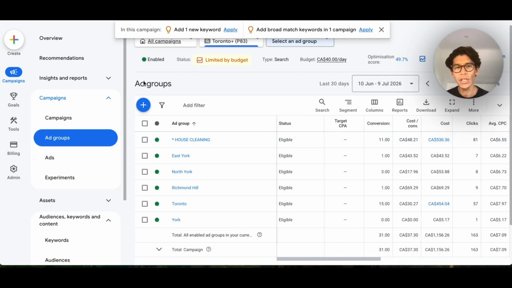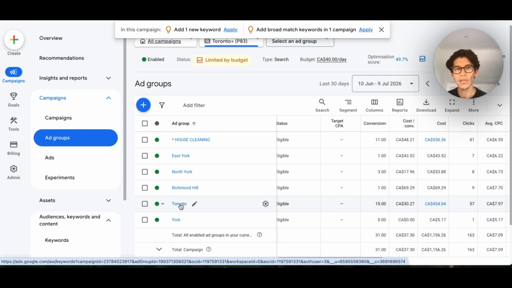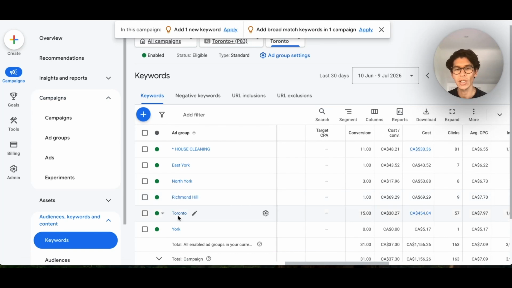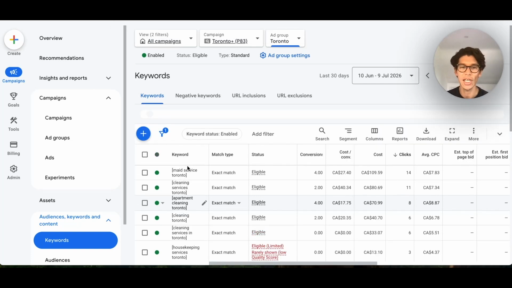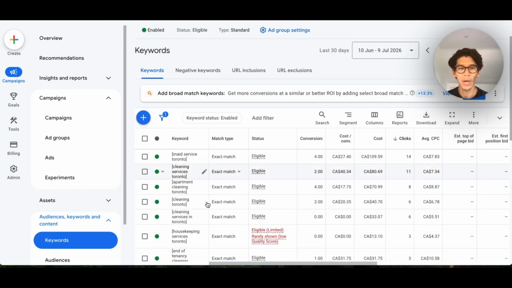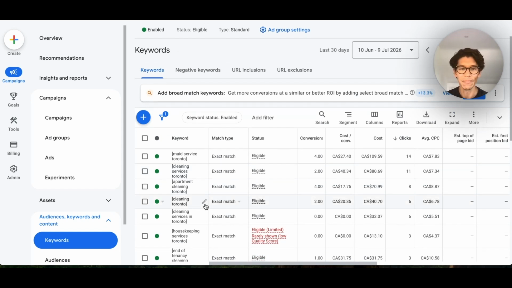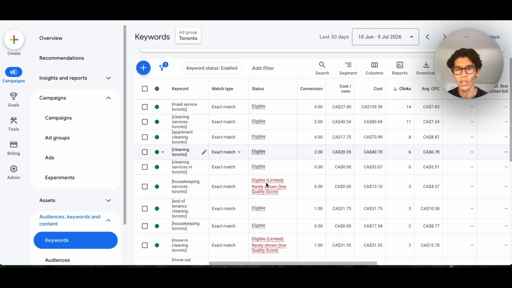So the way that you set up the ad groups is important. People set it up in lots of different ways. The way I like to do it is generally, for these bigger locations, to break it out by the key neighborhoods of the key cities. Let's click on the Toronto ad group and see what types of keywords are down here, just to compare it to the generic. You've got your cleaning services Toronto, apartment cleaning Toronto, cleaning Toronto. These are all the different variants that you would expect.